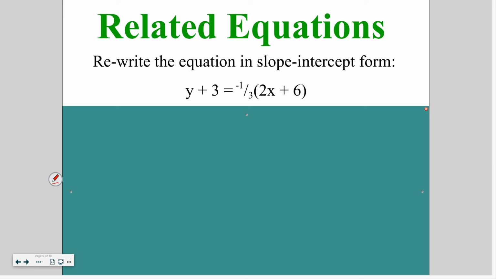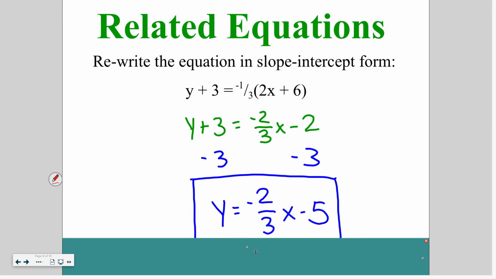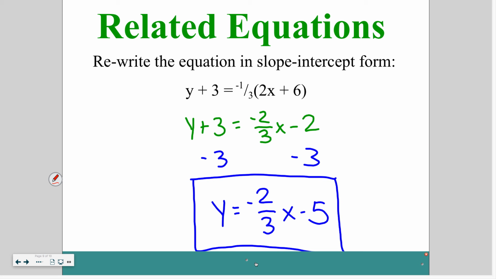Go ahead and try this one on your own. Again, looking at that distributive property first, we do negative 1/3 times 2, which gives us negative 2/3, and negative 1/3 times 6, which gives us negative 2. Then we got to get the 3 to the other side. Subtracting 3, you end up with y is equal to negative 2/3 x minus 5.